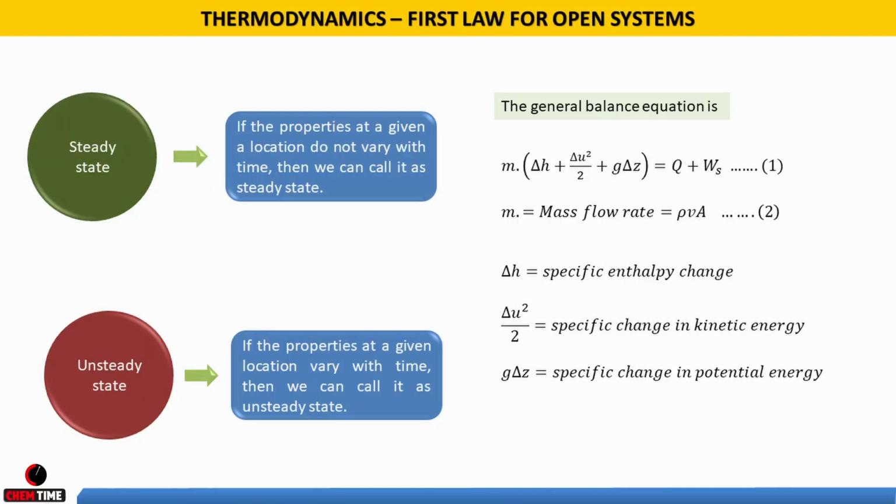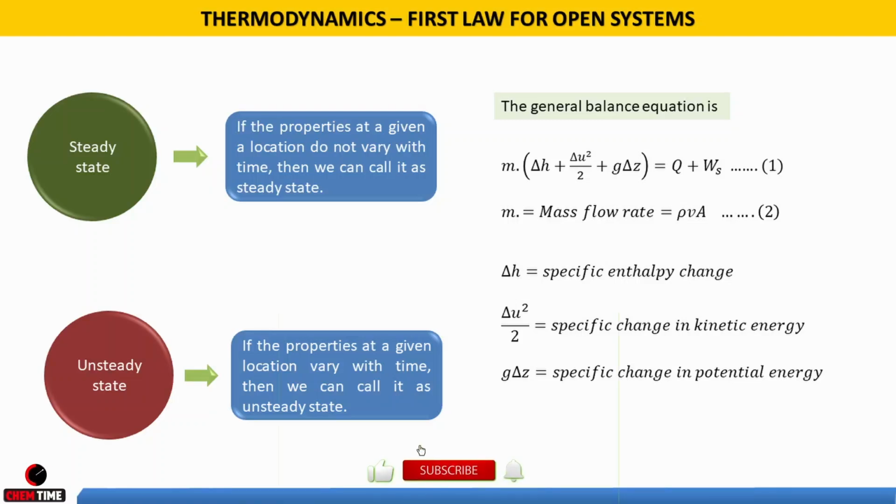The general energy balance equation for steady state system is given by m dot into delta H plus delta U square by 2 plus g delta Z is equal to Q plus Ws, where m dot is mass flow rate, and this can be calculated by the formula rho V A. Rho is density, V is average velocity, A is area of cross section. Delta U square by 2 is specific change in kinetic energy. g delta Z is specific change in potential energy.